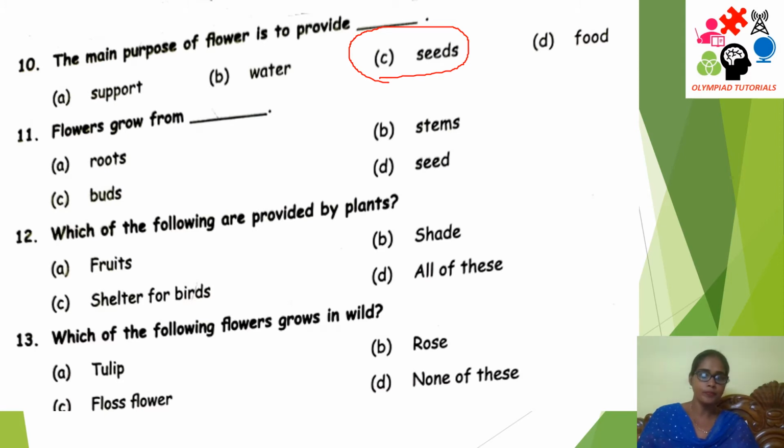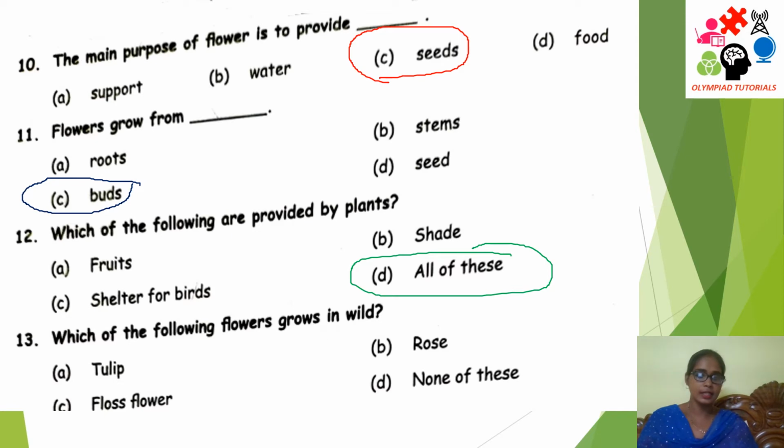Next, question number 11. Flowers grow from roots, stem, buds and seed. Very easy question. Option number C, buds. In Hindi you can say kaliya, phoolon ki kaliya. From those small blooming buds you get the flowers. Next, question number 12. Which of the following are provided by plants? Option A, fruits. B, shade. C, shelter for birds. D, all of the above. Plants provide us fruits, they provide us shade, and even the birds live on the plant. So here your option number D is going to be correct, all of the above.